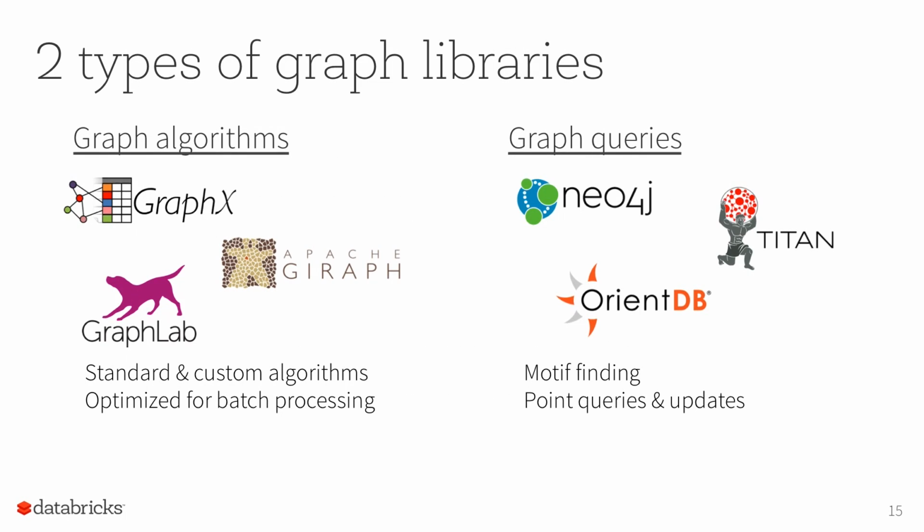Cool, so now I'd like to step back and look at this in light of other graph libraries. They're divided here on this slide into two sets. One for graph algorithms, which I think of as standard and custom algorithms optimized for batch processing, iterative, expensive things to run. And GraphX I would group in this category. There are also a number of libraries built for graph queries, which I think of as Motif Finding, maybe point queries about specific vertices or edges, and also updates.